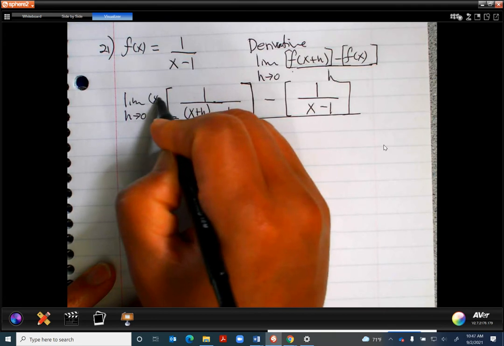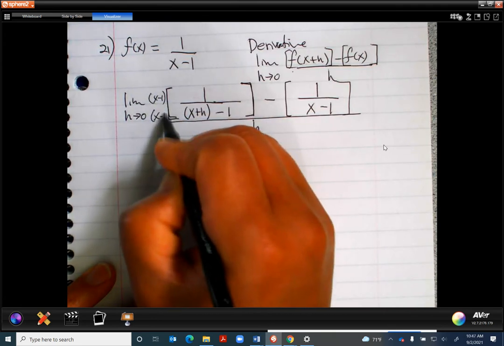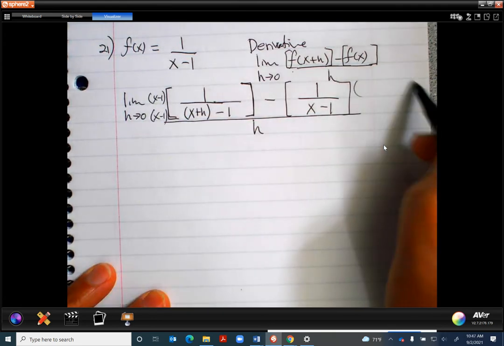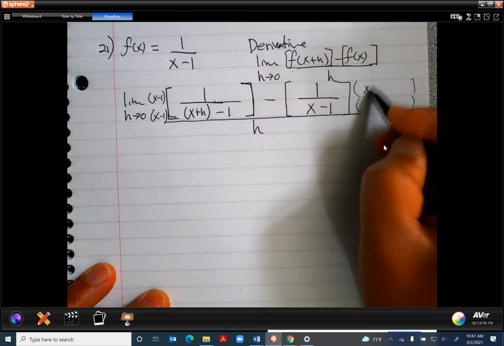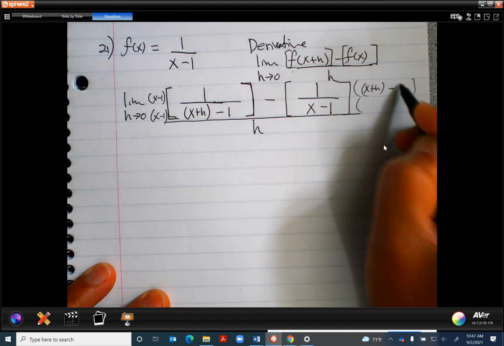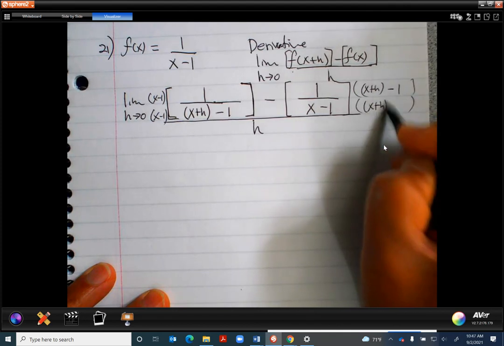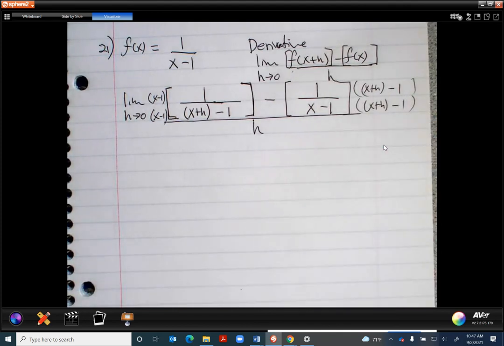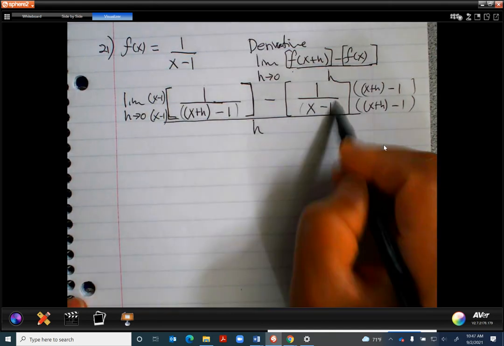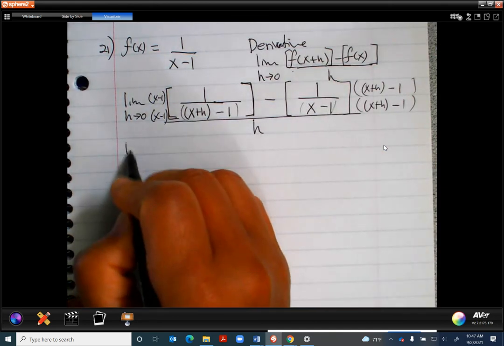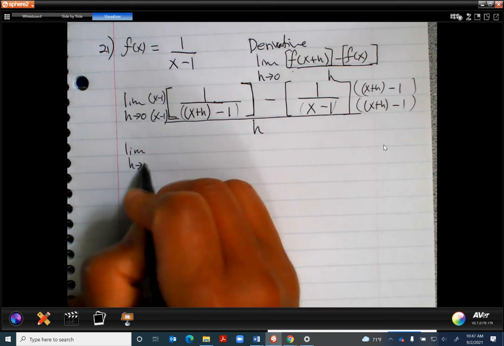X minus 1 on the top and x minus 1 on the bottom. What do I multiply this parenthesis bracket by? X plus h parentheses minus 1 and x plus h minus 1, like that. Okay? Do not multiply the bottom one. So let's see what we have. This is limit. Stay with me. Do not copy this.